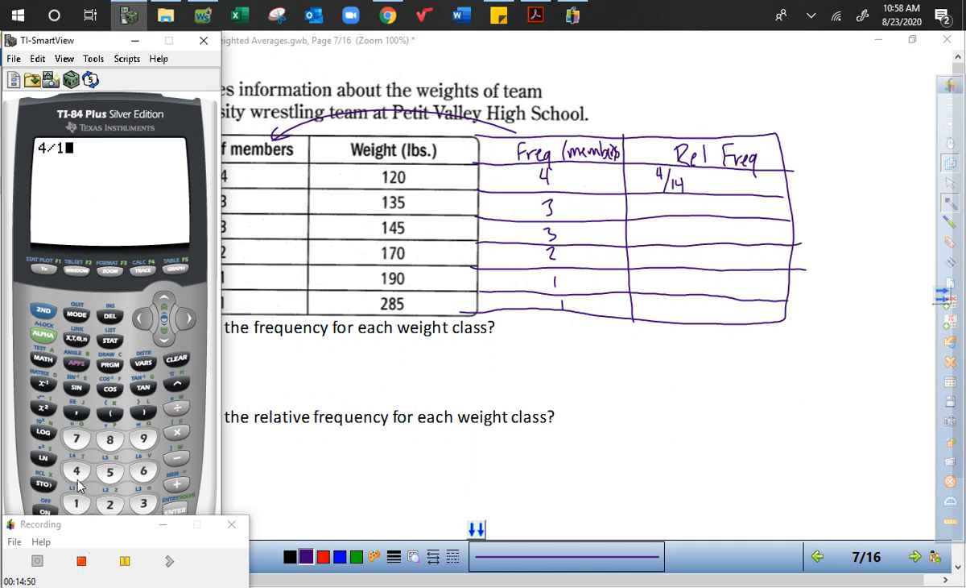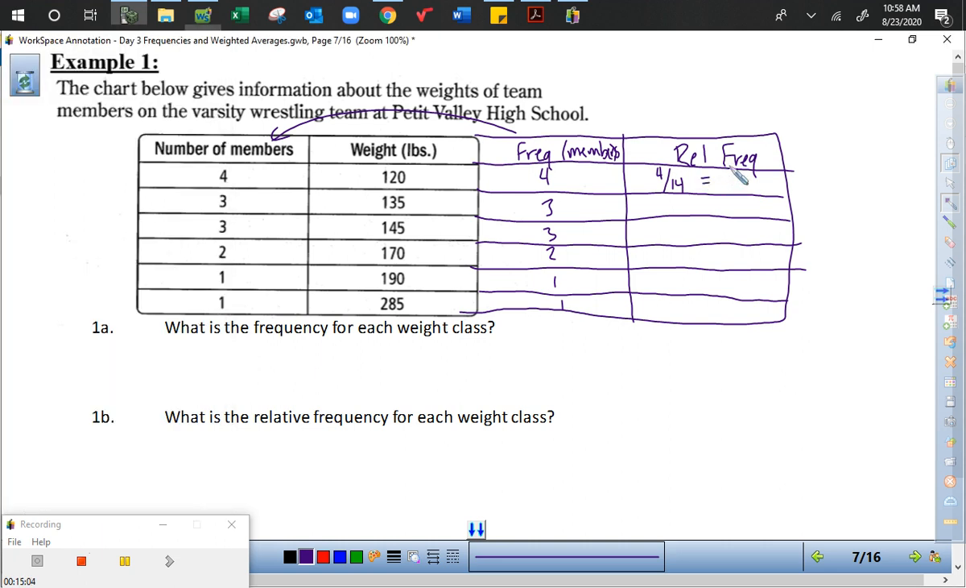In this case, go ahead and type it in, and you'll see this is not a nice decimal. This is not something we want to write as a decimal necessarily, unless we have to graph it. A fraction is better in my opinion here. So let's go ahead and reduce this. This looks like 2 over 7. Relative frequency is done there. The next one is 3 over 14. Already reduced, we're good to go there.